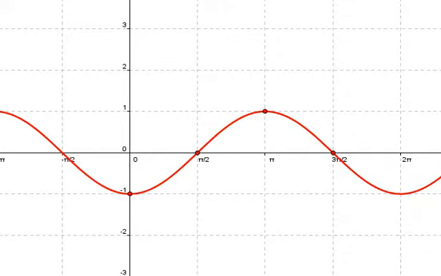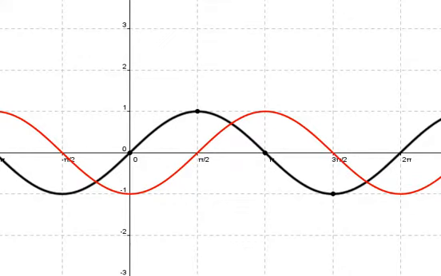And if we take the slope of that, then what we see is right back where we started. When x is 0, slope is 0. When x is pi over 2, slope is 1. When x is pi, slope is 0. And when x is 3 pi over 2, slope is negative 1. And there we are. We're right back to our sine curve.